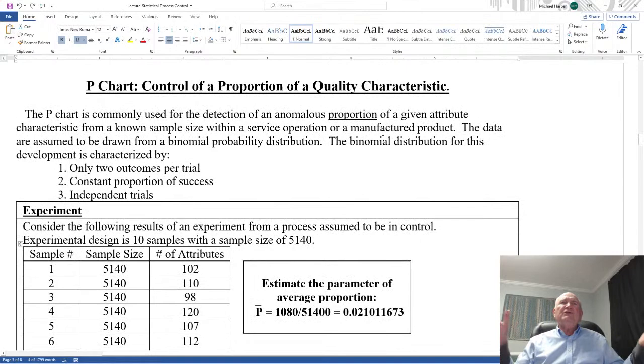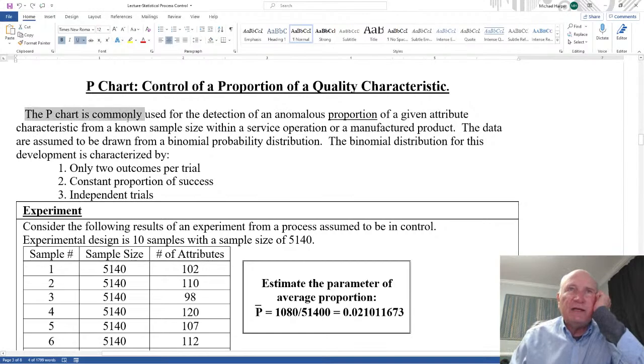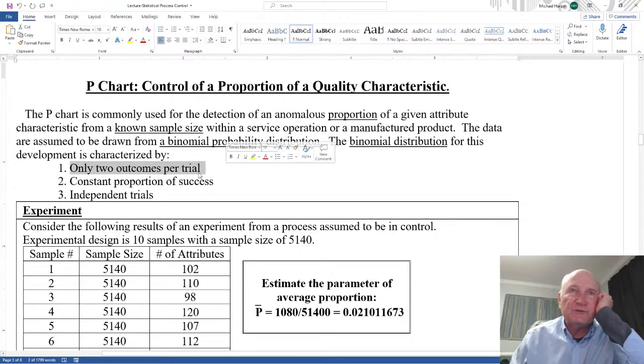First of all, when do you use a P chart and why? The P chart is commonly used for the detection of an anomalous proportion of a given attribute characteristic from a known sample size within a service operation or manufactured product. The data are assumed to be drawn from a binomial probability distribution. The binomial distribution for this development is characterized by only 2 outcomes per trial, constant proportion of success, and independent trials. Let me not just say these glibly.